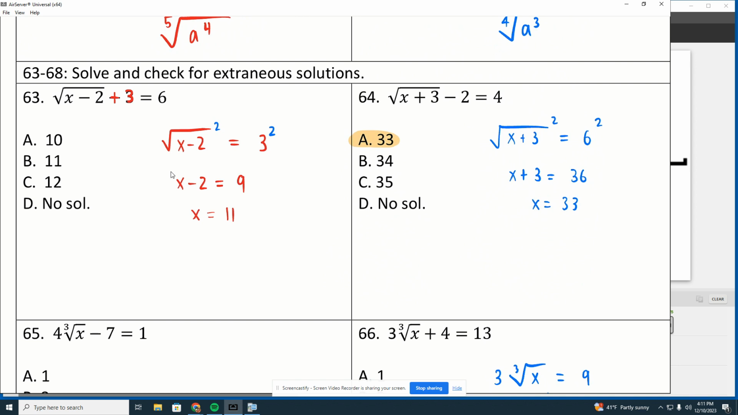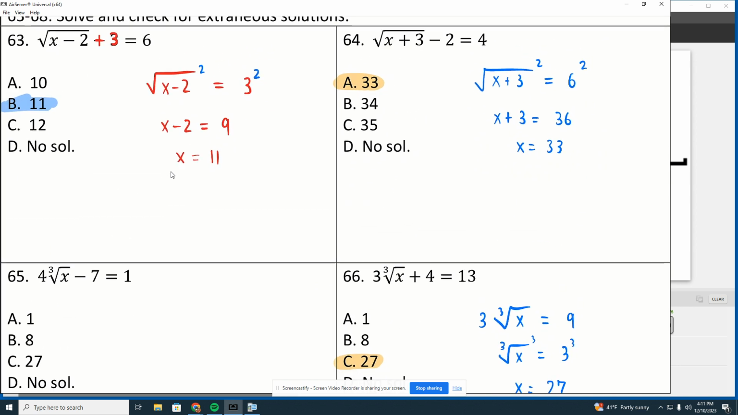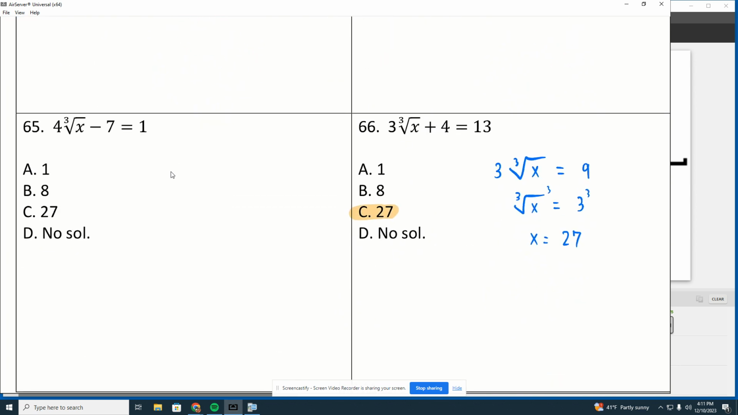Now remember, you're supposed to go plug that back in. 11 minus 2 is 9. The square root of 9 is 3. 3 plus 3 does equal 6. So sure enough, B is my answer. Okay, you can see the one over there on the right. It's done as well. Moving on to 65.